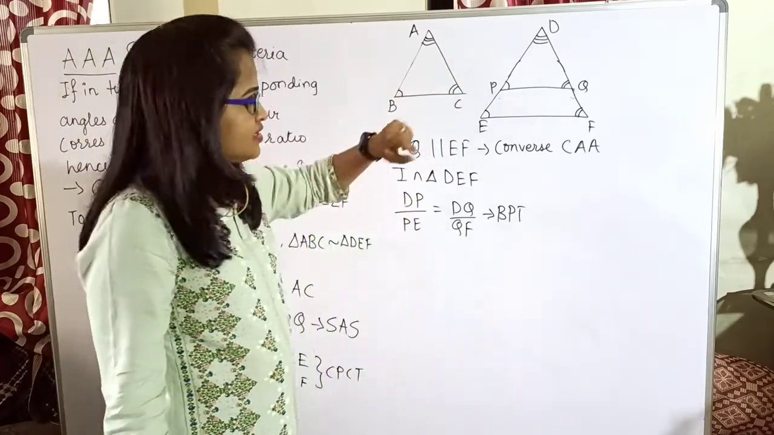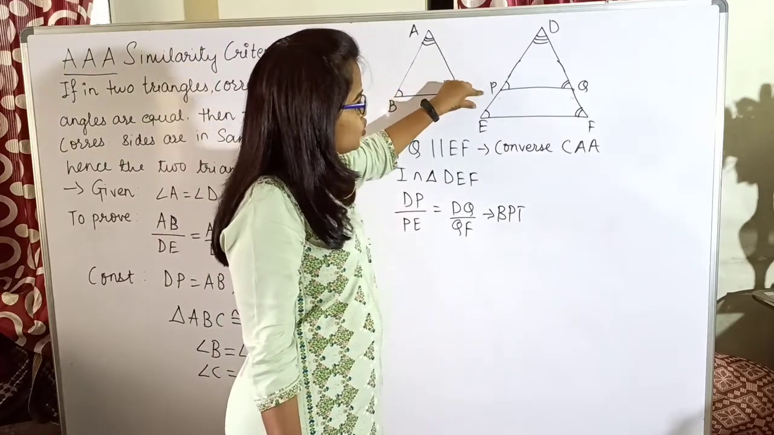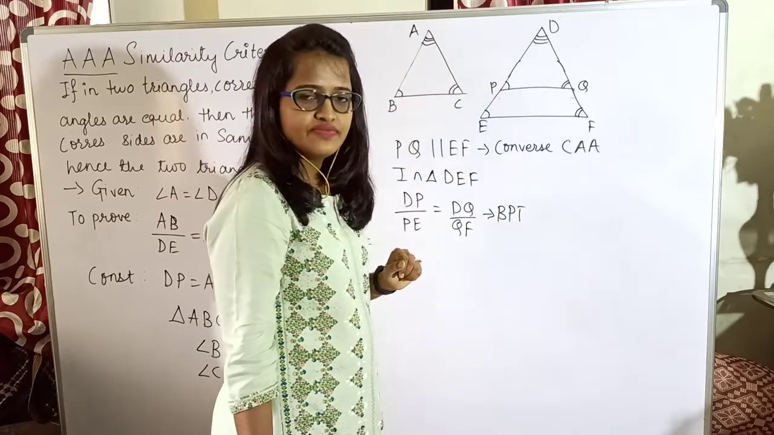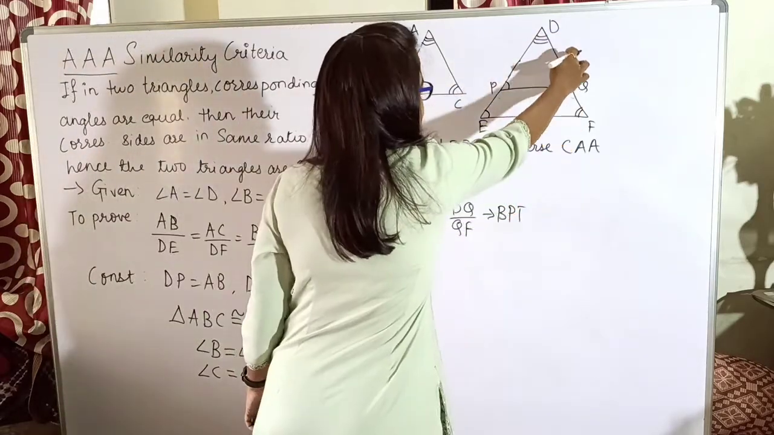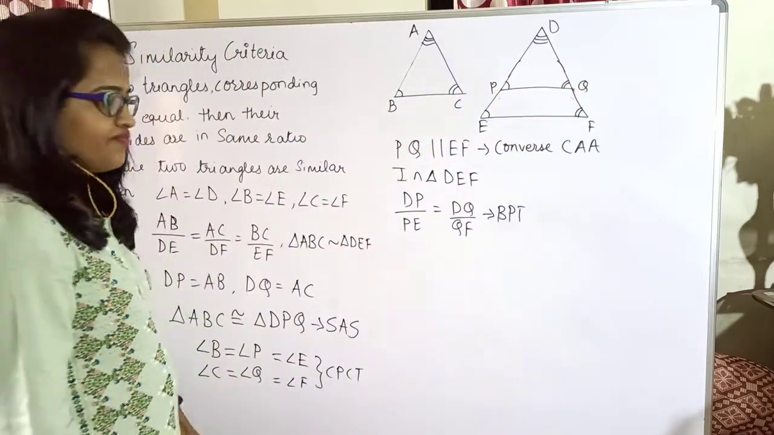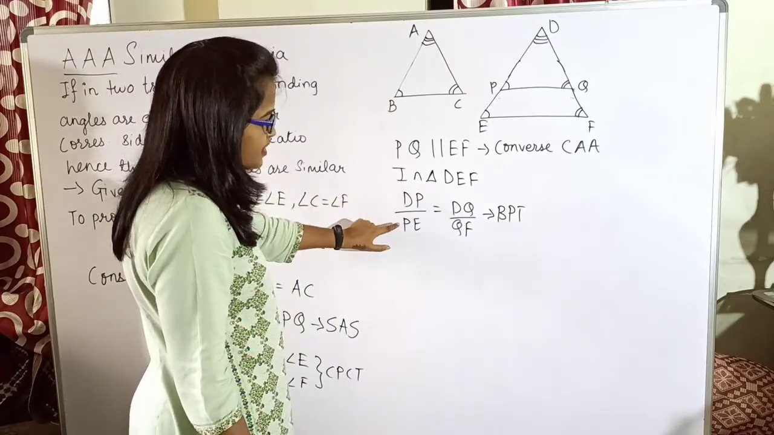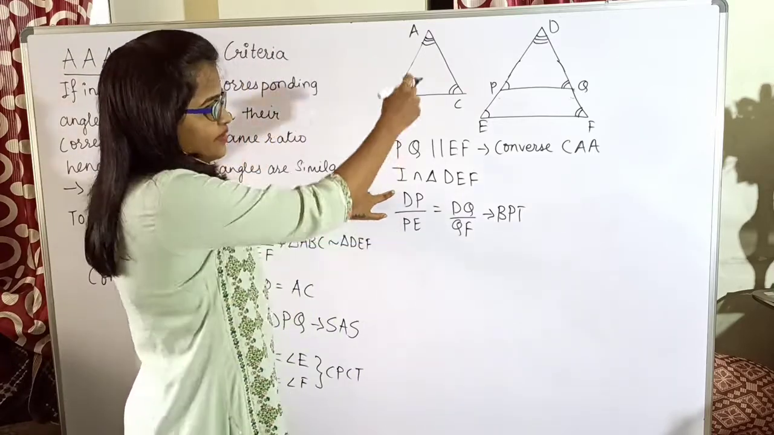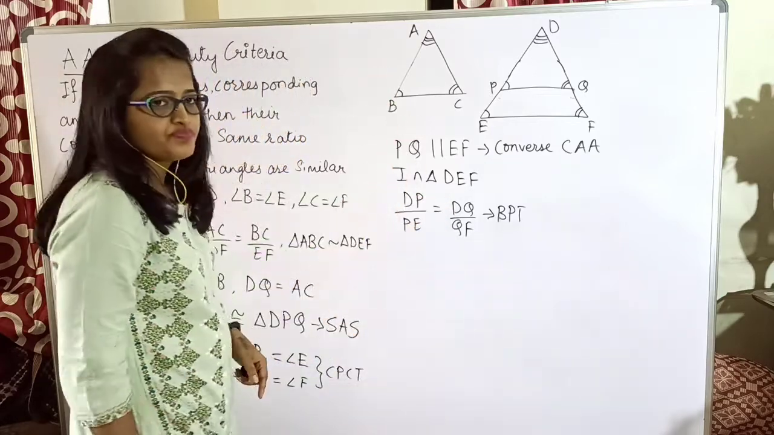How could I get it? If I add length DP to PE, I will get DE. Yes or no? Similarly, if I add DQ to QF, I will be getting DF. How can we do that? I want addition of these two. In PE, if I add DP, I will be getting DE. Similarly, in QF, if I add DQ, I will be getting DF.